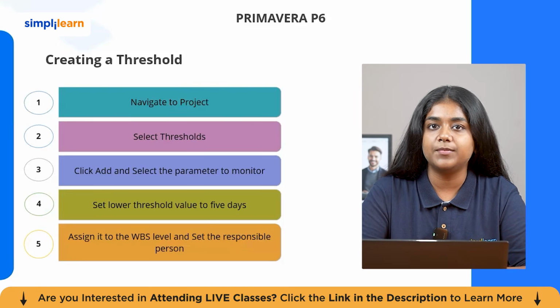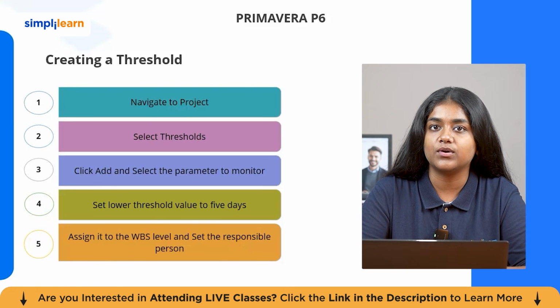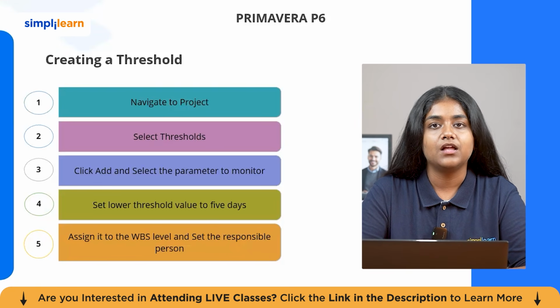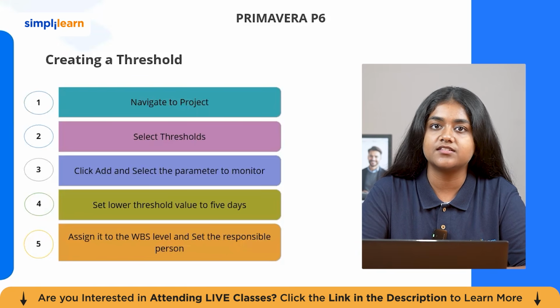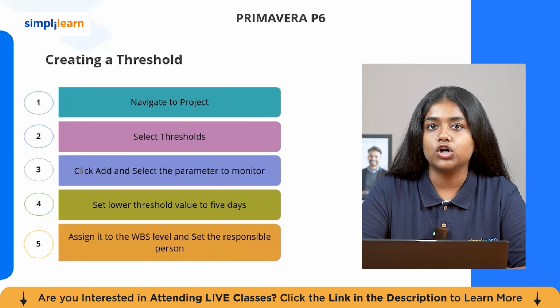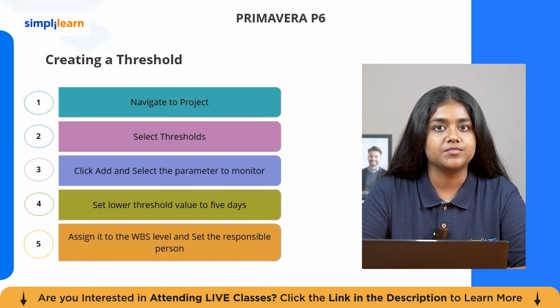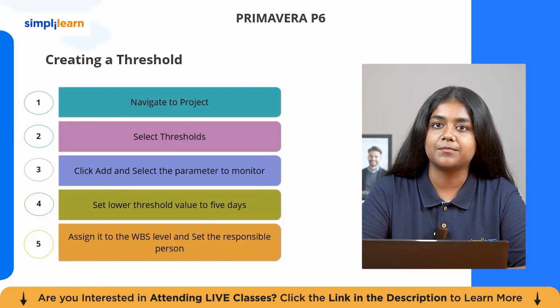Finally, set the responsible person who should be notified or assigned when the threshold is breached. Once the setup is complete, every time you run the scheduler, P6 checks the threshold conditions. If any activity violates the rule, P6 automatically creates an issue. This helps the project team identify problems early, take corrective actions, and prevent small schedule risk from becoming major delays.